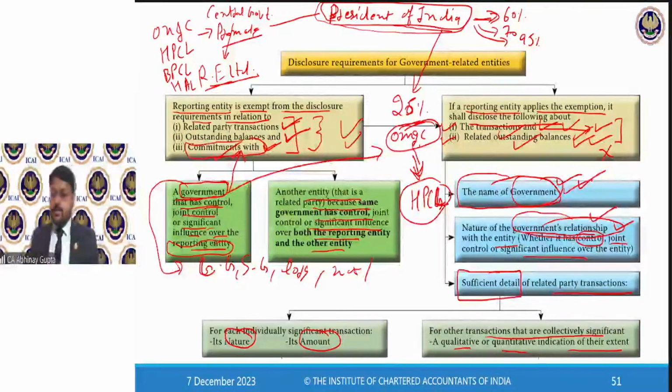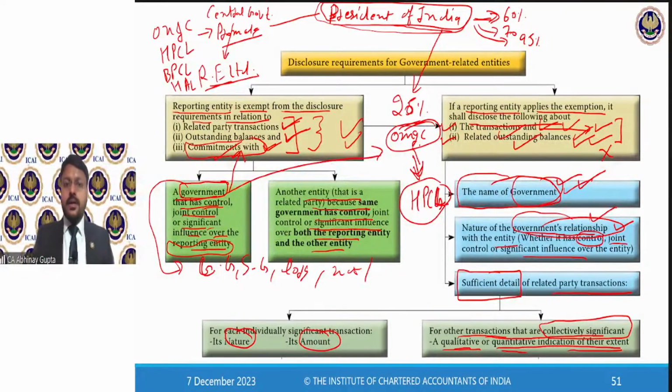The other benefit of claiming the exemption and doing the special disclosure is this: if there are other transactions that are individually not significant but are collectively significant, then we can give a qualitative and quantitative indication of their extent, rather than disclosing all those individual transactions which are not individually significant.